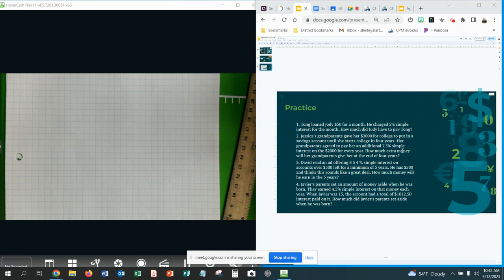All right, I'm glad we did a little extra practice. Tomorrow we'll be doing even more practice, but it's really important that you understand the difference between simple and compound interest. Understood? Great. Let's get cleaned up.